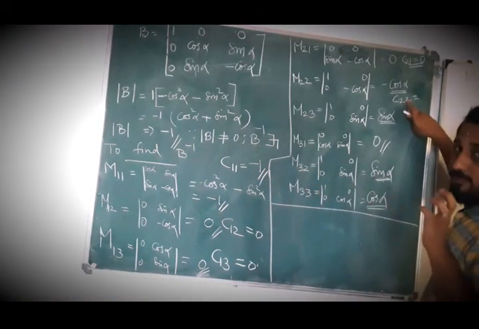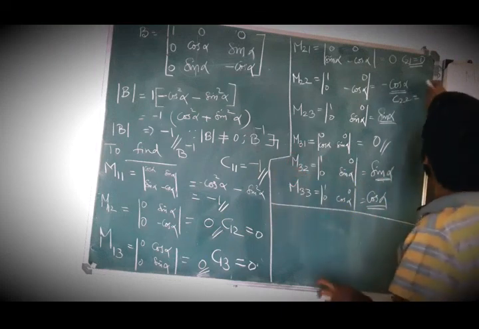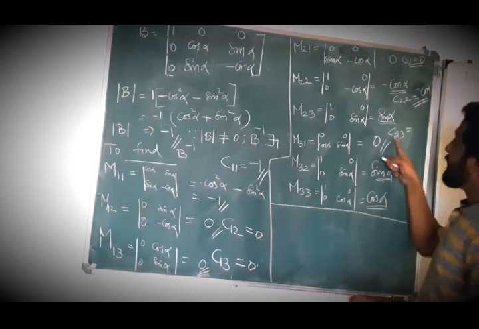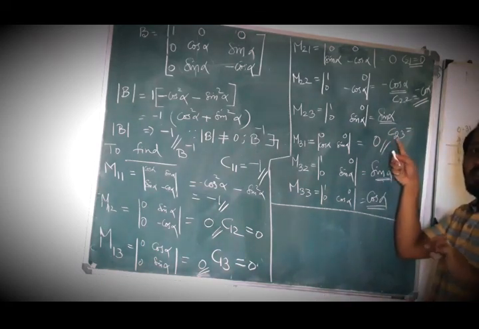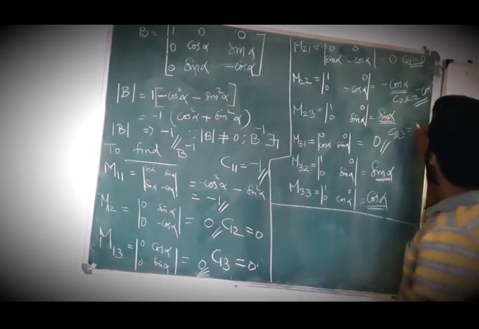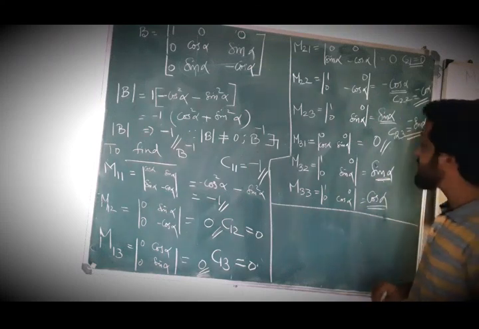What about C22? 2 plus 2 is 4. It is an even number. If it is an even number, the minor will be the same as the cofactor. So minus cos alpha. What about C23? 2 plus 3 is 5. It is nothing but an odd number. So I have to multiply the minor with minus, so that is minus sin alpha. C23 is minus sin alpha.